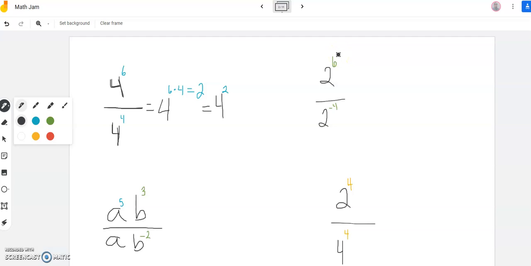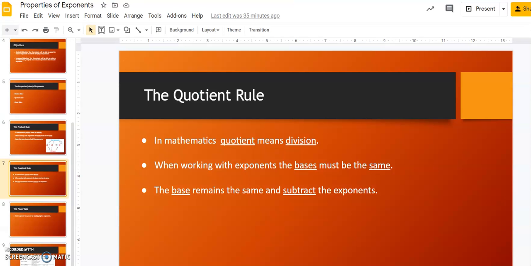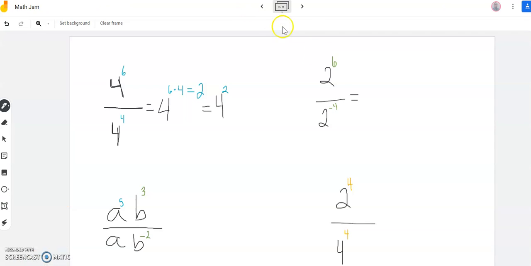2 to the 6th power over 2 to the negative 4 power. Are the bases the same? The bases are. The 2s are the base. They are the big number. So can we apply our rules? They're asking us to divide because it's a fraction. The bases are the same, so we can apply the quotient rule. So the base will remain, and we will subtract the exponents. So the 2, the base, will remain, and we're going to subtract these exponents.